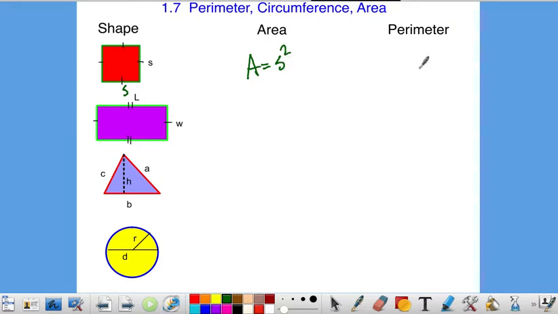Perimeter of a figure is the distance around the figure. So for a square, you take one side and then multiply by 4. So perimeter is equal to 4 times the length of a side. So 4s. That's an s, not a 5.